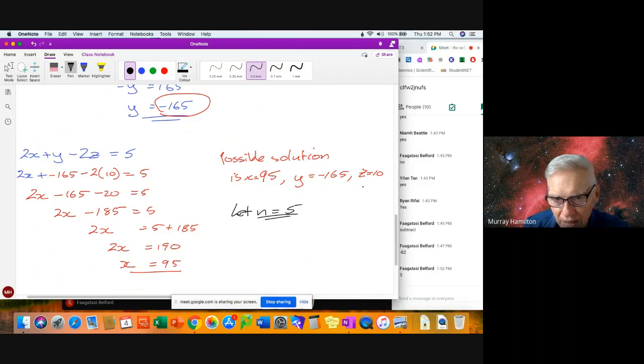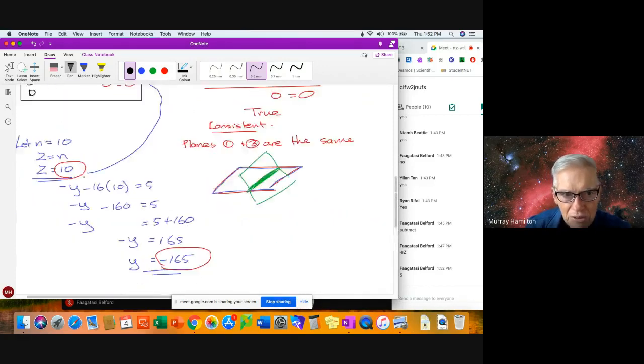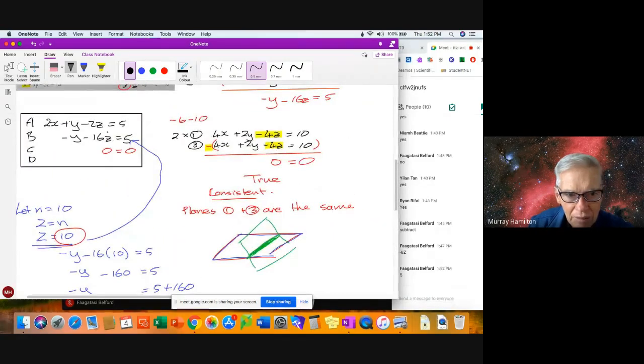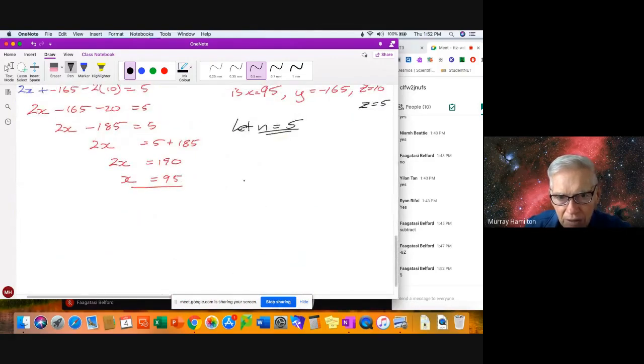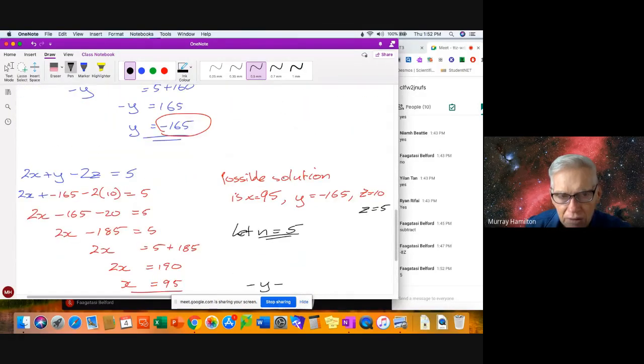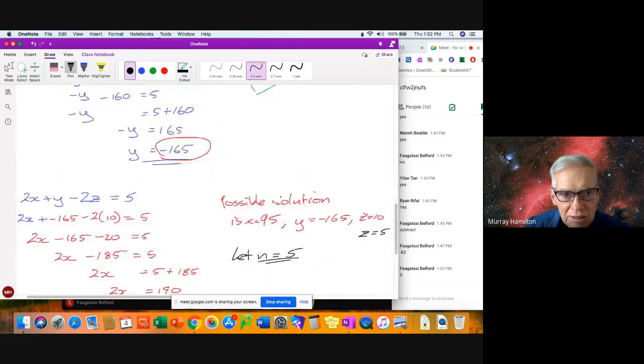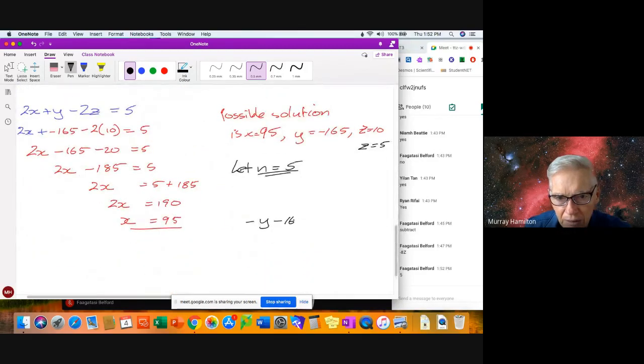So again, in this case, z is going to equal 5. We have to find out what y is. So we do the same process. We take the second equation, B, and we write it out again, and we put z as 5 this time. So we had negative y minus 16z equals 5. But instead of writing the letter z, we're going to write the number 5 because we're saying z equals 5.